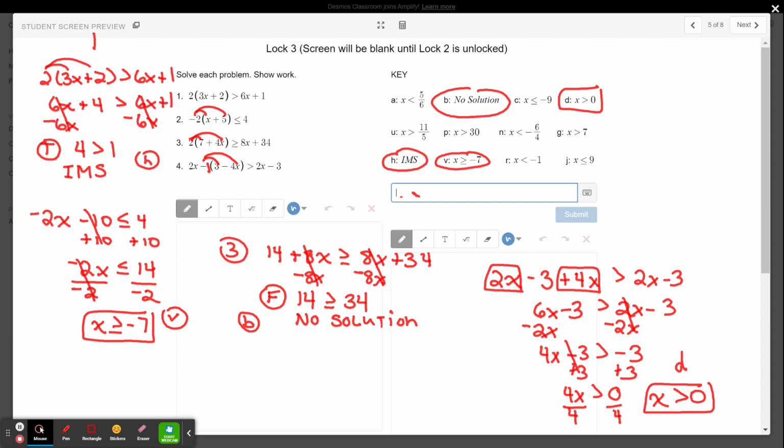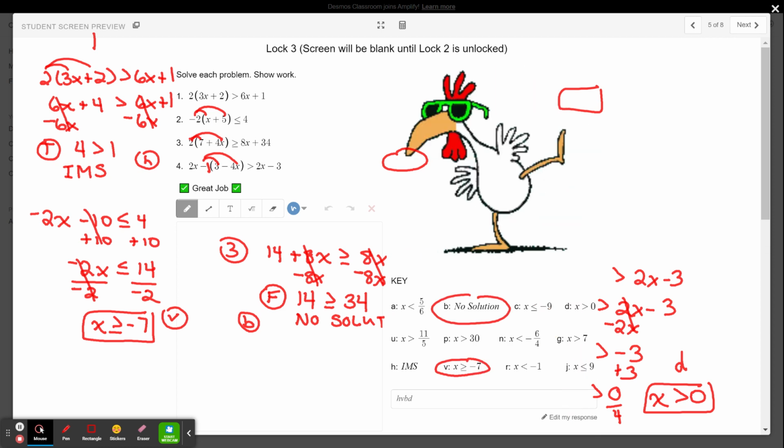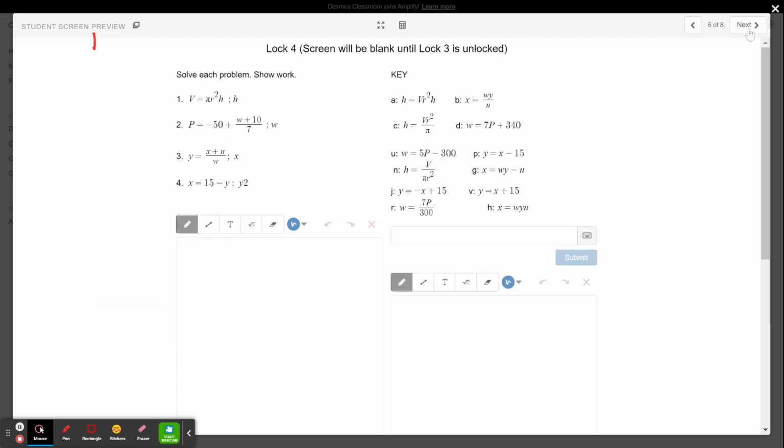So we're going to put those codes in together. So no capital, H, V, letter B, and then D. And then finally, our last screen is unlocked.